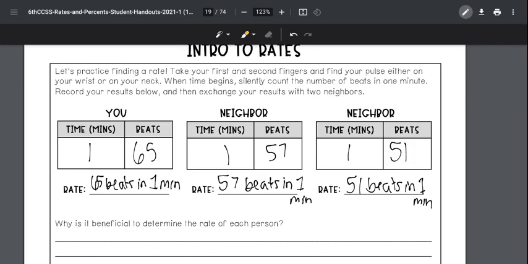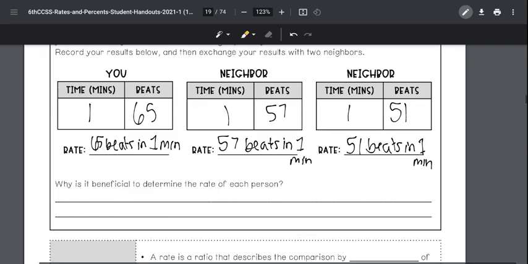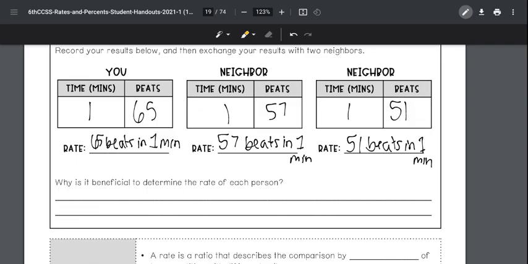Okay, so all we're figuring out is the rate. What is the total amount of beats in the time frame that we talked about, okay? So why is this beneficial to determine the rate of each person? Well, if we determine the rate, then it's easier to make a comparison. So it's beneficial so that we can make comparisons.